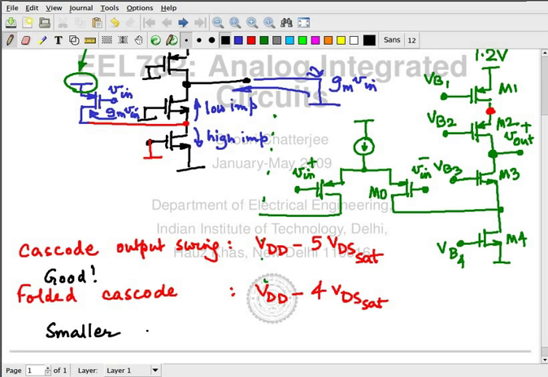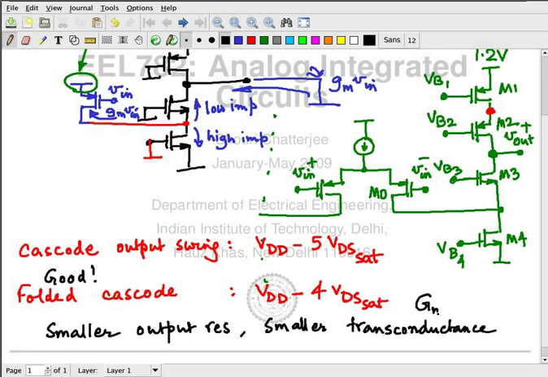So smaller output resistance. Smaller transconductors. So this transconductance, I'm going to call it capital G subscript M. All right. So capital G subscript M is almost equal to small G subscript M.